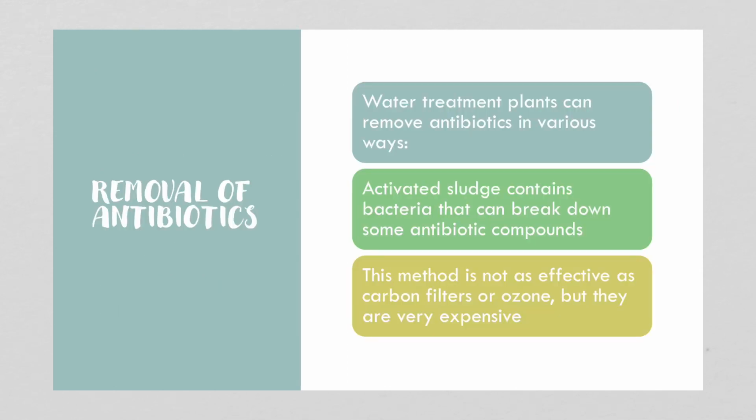However, water treatment plants can remove antibiotics in a few different ways. So they could have activated sludge, and that will have bacteria that can actually break down some antibiotics. This one isn't as effective as carbon filters or ozone. But carbon filters and ozone are very expensive. So depending on the town or the city, you may or may not have the more effective method for removing the antibiotics.